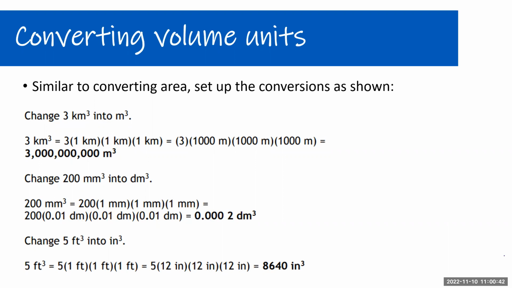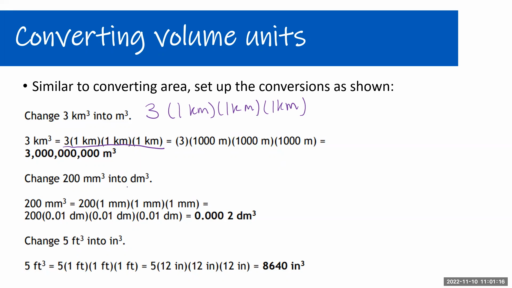Remember, if we're starting with 3 kilometers cubed, it's easiest to say that is 3 times 1 kilometer times 1 kilometer times 1 kilometer, which is what we see here. And then convert each of these individual one-dimensional kilometers to meters. Plug it into your calculator and multiply it out. Okay. This is going to give you 3 billion meters cubed. Blows up pretty fast, right?